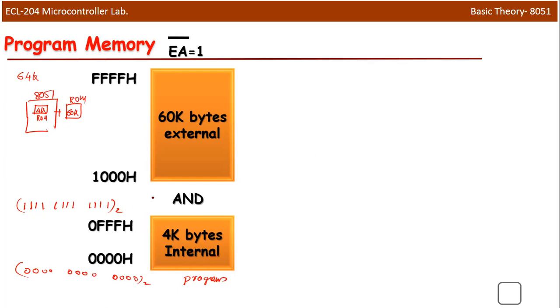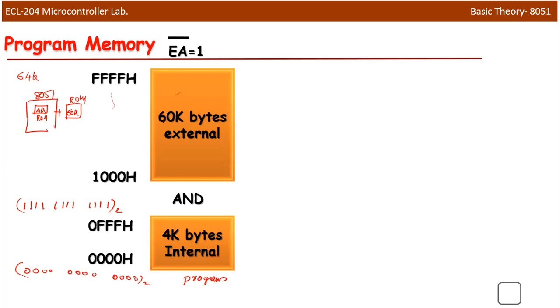And if you are using this particular configuration, that is internal 4K and external 60K, the pin EA bar should be connected to logic high. So this configuration is selected by using the pin EA bar. When EA bar is equal to 1, the microcontroller 8051 uses the internal 4K, and additionally there is a provision to connect 60K.